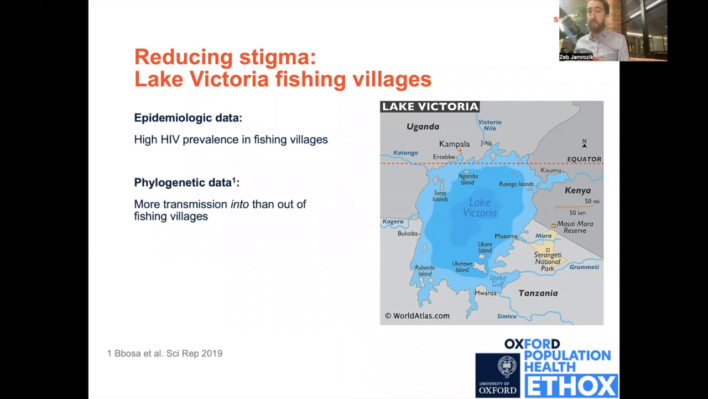But phylogenetic analyses actually showed that there was more transmission into those communities rather than out of, suggesting that the high prevalence communities were not posing a very large risk to wider society. And so this has the potential to destigmatize those communities, at least if we can get this kind of academic world data to real people and public health agencies on the ground.